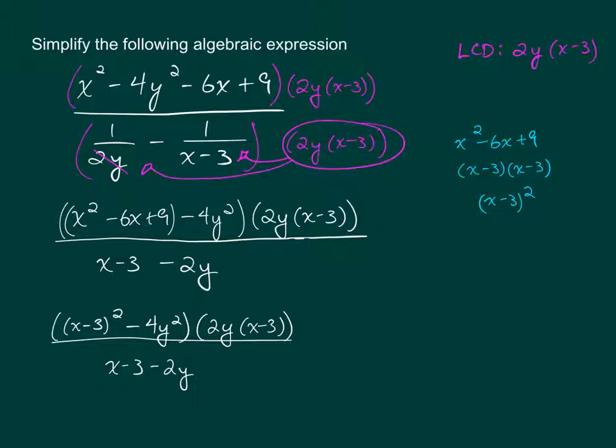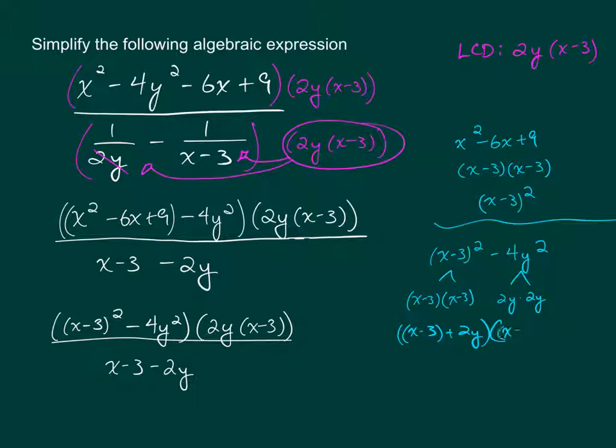So when you see x minus 3 squared minus 4y squared, I know that each factor will get an x minus 3, and each factor will get a 2y. So I know now that this set of parentheses here will factor into x minus 3 plus 2y and x minus 3 minus 2y.